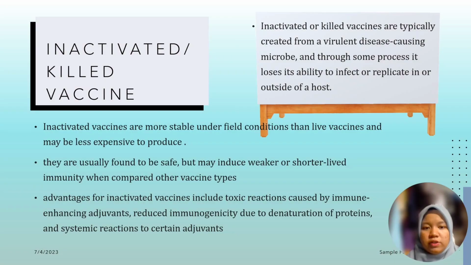Okay, so now we will go further into inactivated or killed vaccine, which is typically created from a virulent disease-causing microbe, and through some process it loses its ability to infect. Inactivated vaccines are more stable under field conditions than live vaccines, and may be less expensive to produce, and they are usually found to be safe, but may induce weaker or shorter-lived immunity compared to other vaccine types, because they do not persist within the environment or in the vaccinated fish.